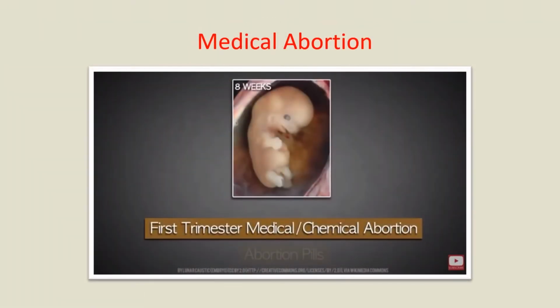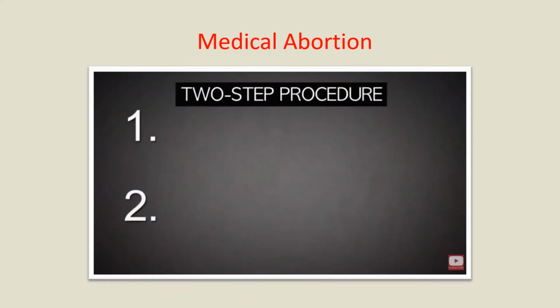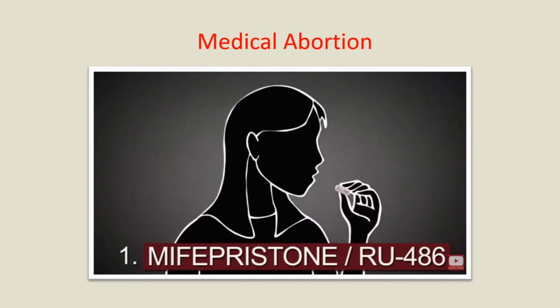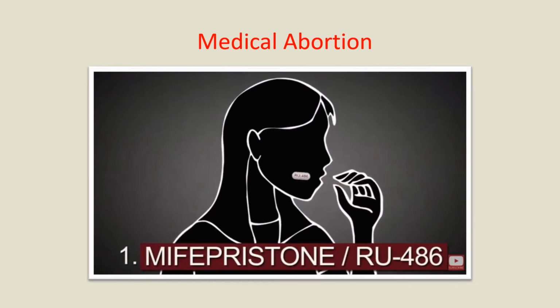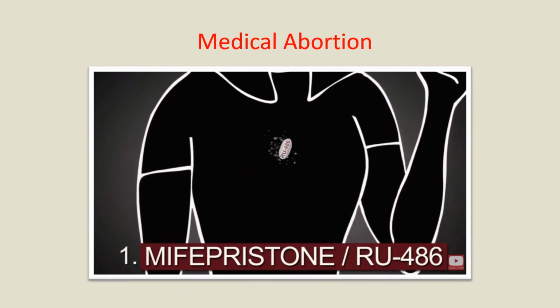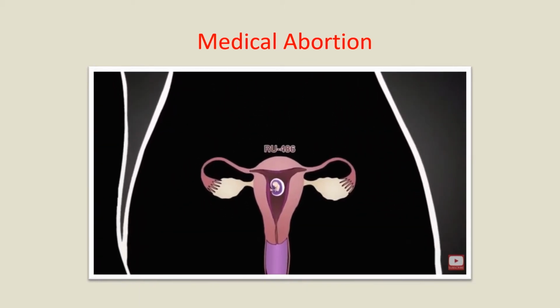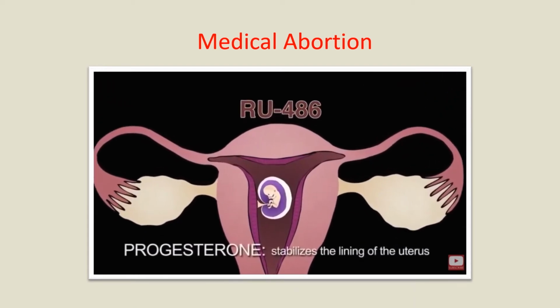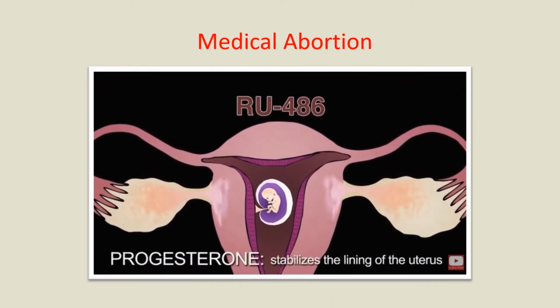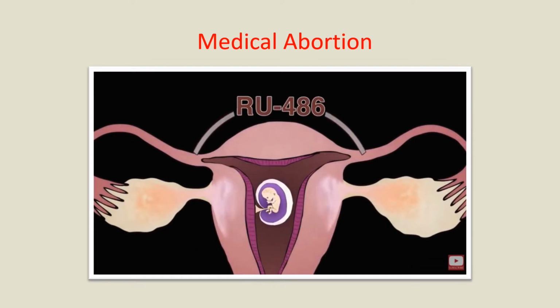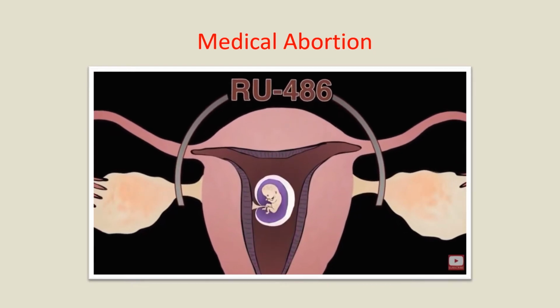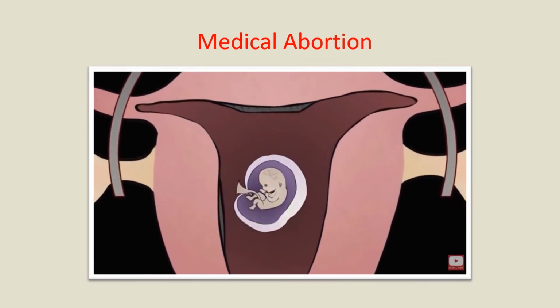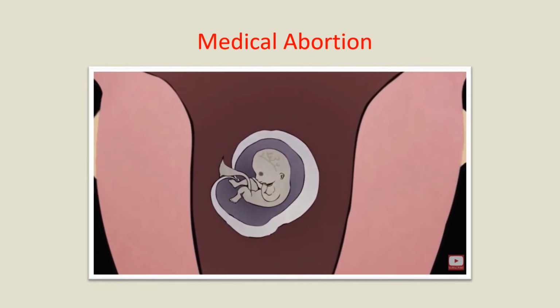This is a procedure in which the mother swallows pills in order to terminate her baby, and it is performed up to the 10th week of pregnancy. The procedure involves 2 steps. Step 1. At the abortion clinic or doctor's office, the woman takes pills which contain mifepristone, also called RU46. RU46 blocks the action of a hormone called progesterone. Progesterone is naturally produced in the mother's body to stabilize the lining of the uterus. When RU46 blocks progesterone, the lining of the mother's uterus breaks down, cutting off blood and nourishment to the baby, who then dies inside the mother's womb.